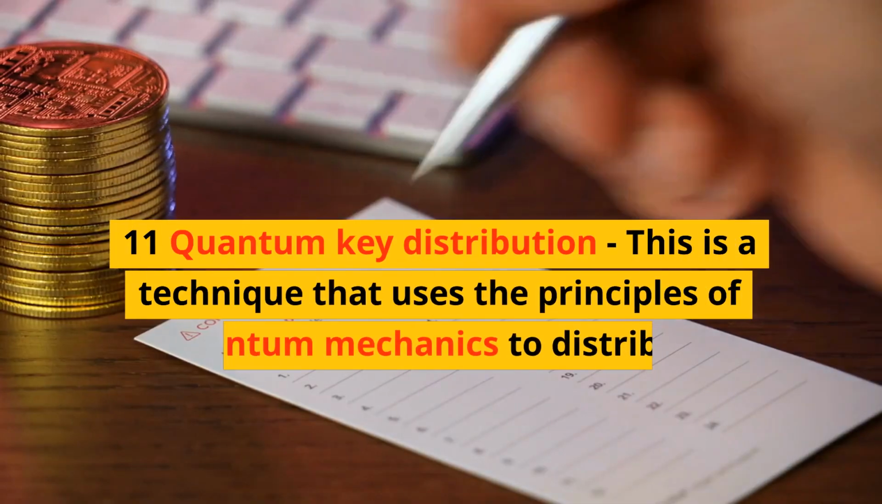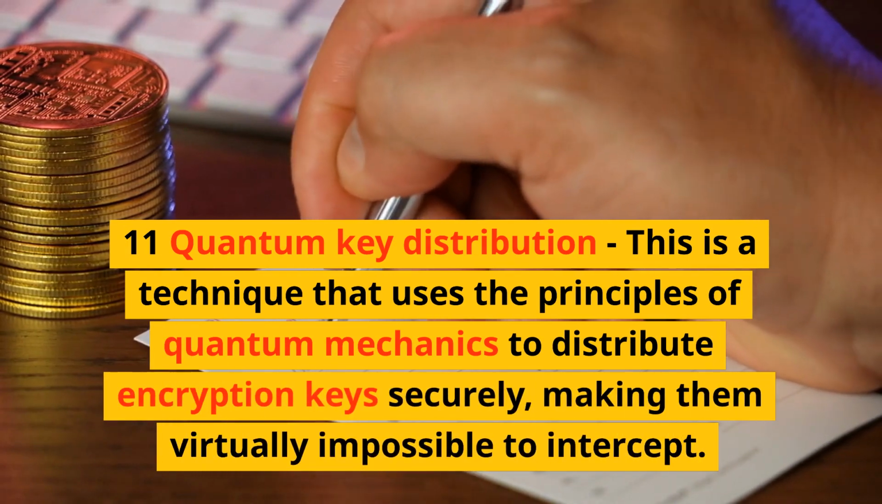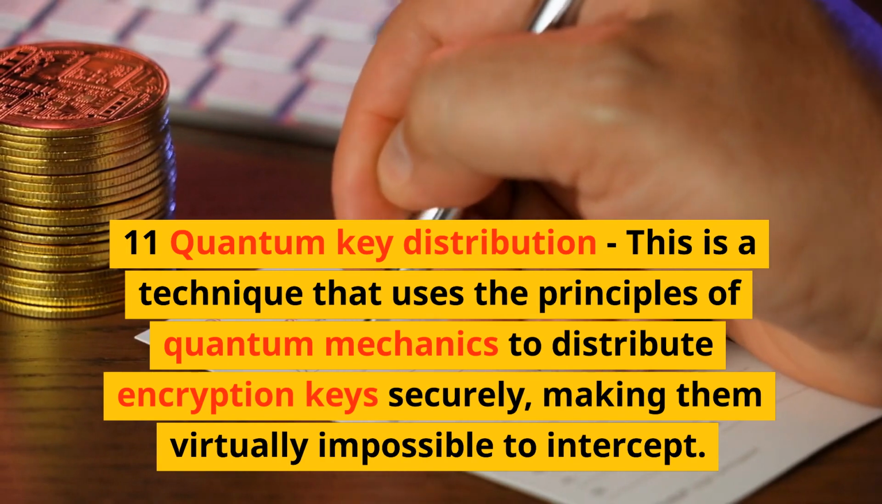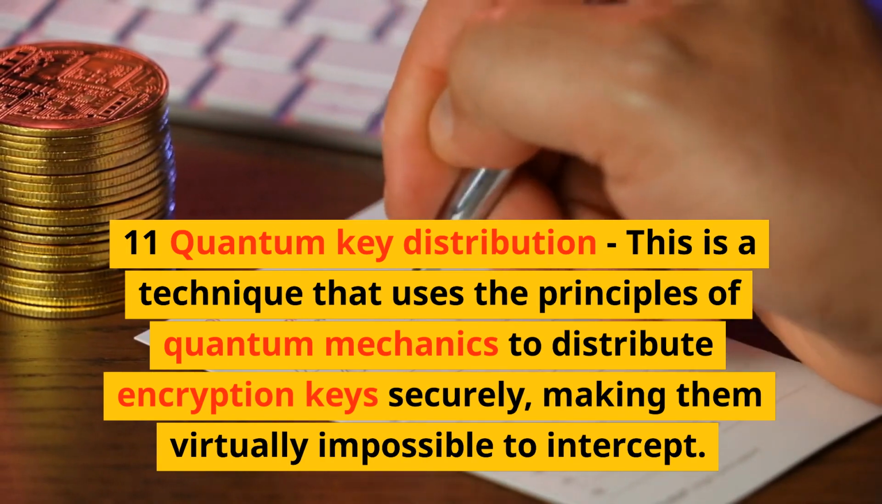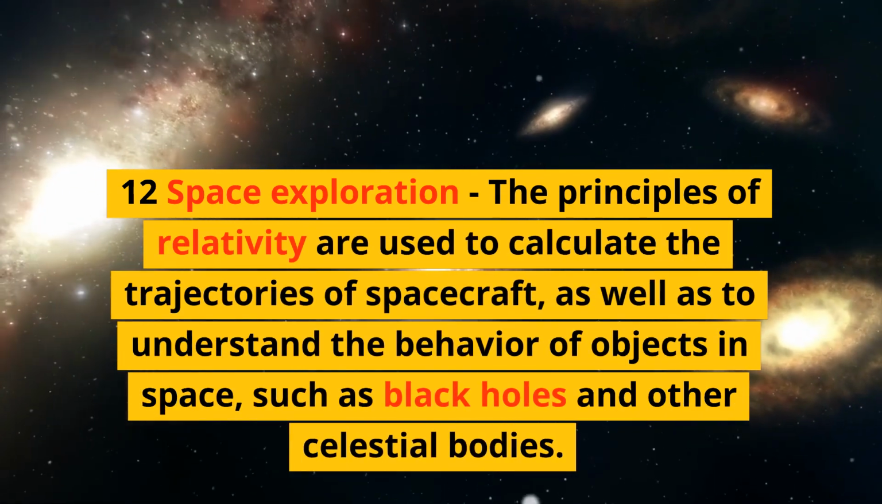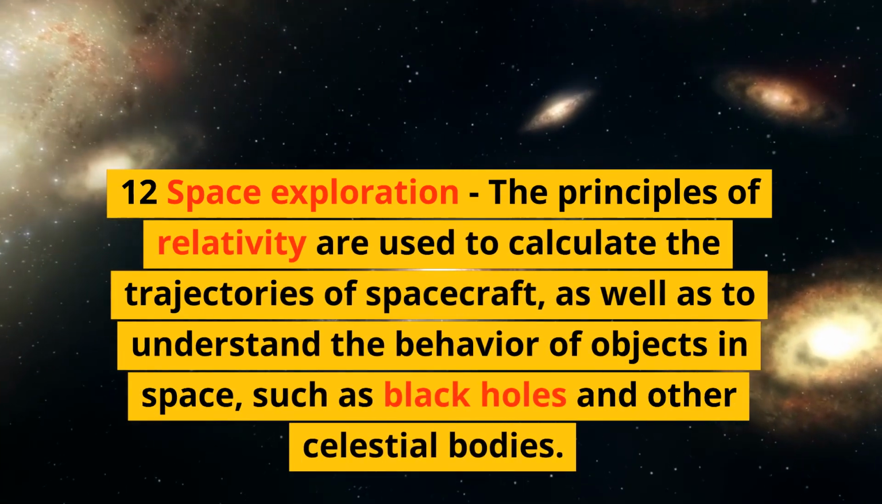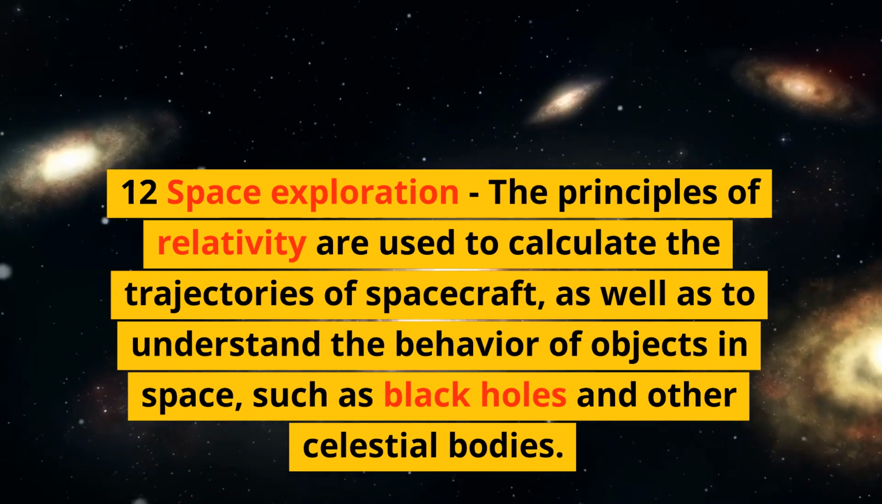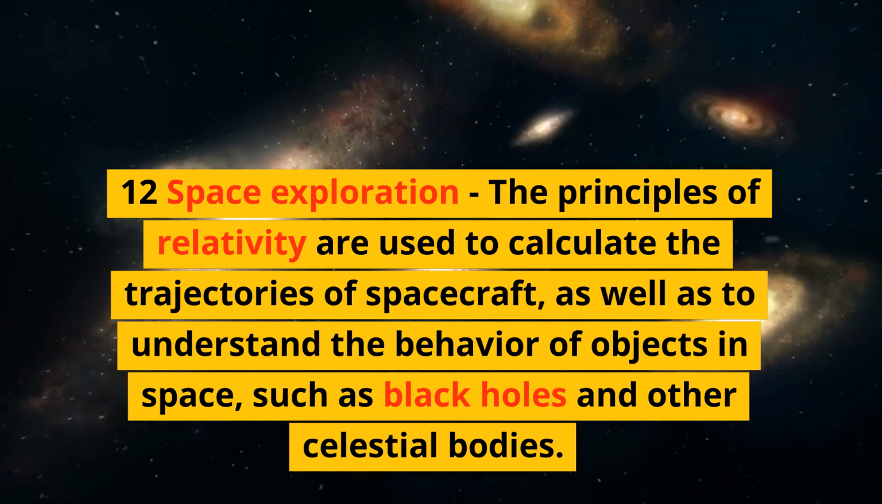11. Quantum key distribution. This is a technique that uses the principles of quantum mechanics to distribute encryption keys securely, making them virtually impossible to intercept. 12. Space exploration. The principles of relativity are used to calculate the trajectories of spacecraft, as well as to understand the behavior of objects in space, such as black holes and other celestial bodies.